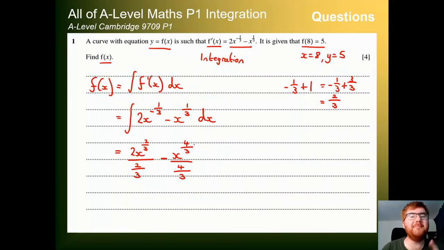And hopefully you've remembered this. Don't forget your constant of integration. Here we're doing an indefinite integral. There are no numbers top and bottom, so we have to include the plus c.